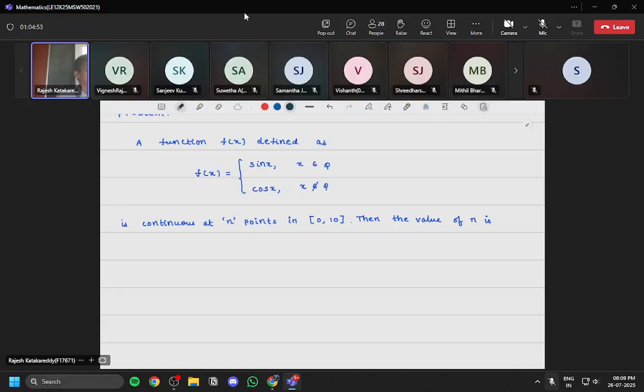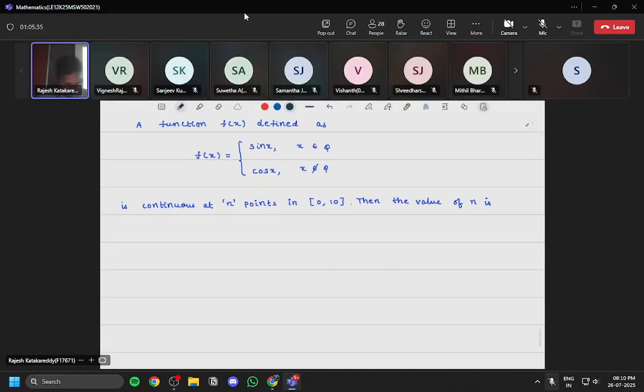Tell me those finitely many values. How many are there? Sin x equals cos x, so tan x is 1. That means pi by 4, pi plus pi by 4, then 2 pi plus pi by 4, 3 pi plus pi by 4. Which one is the fourth one? 3 pi is 9 point something, plus pi by 4, right? So I think 3 will be the answer. Do you understand this argument?